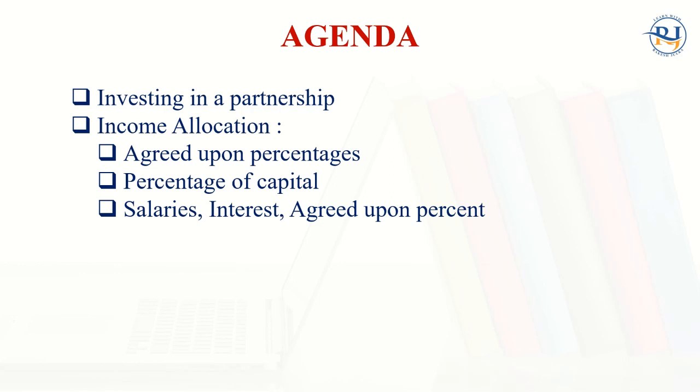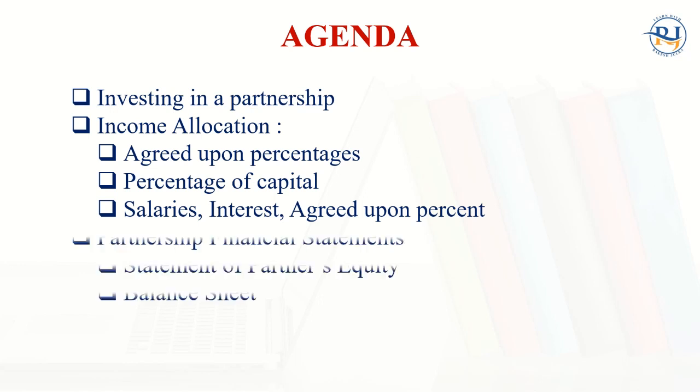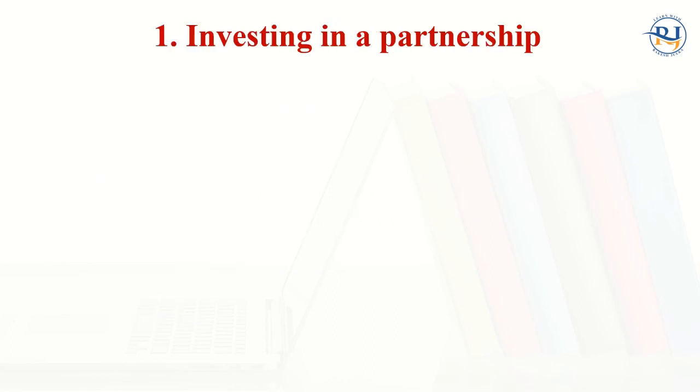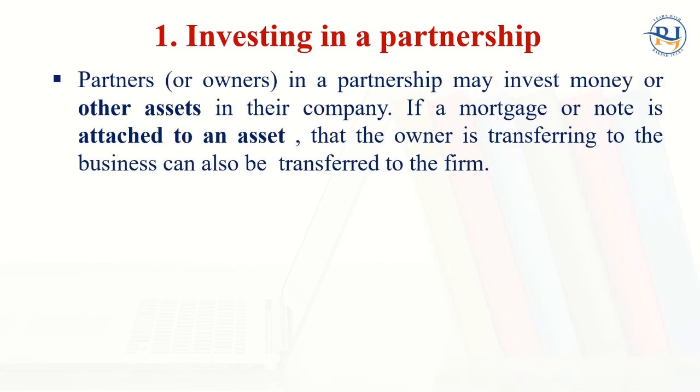So these are the different ways to distribute the net profit among all the parties, meaning all the partners. Then partnership financial statements. Just like the financial statements for the sole proprietorship, we have the profit and loss account and balance sheet. Exactly the same way, we will have the profit and loss account and balance sheet, plus the statement of partners' equity as well. And what is the conclusion that I will be explaining? First is investing in a partnership.